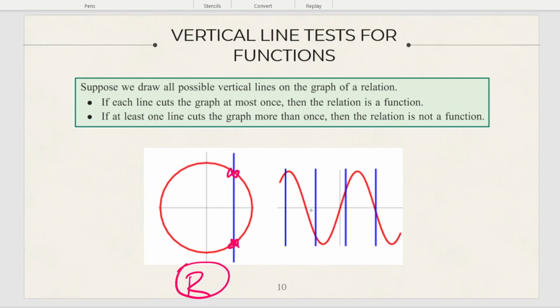If we look at this wavy curve here, all of these lines cutting through, it only ever cuts it once, so we have a function.